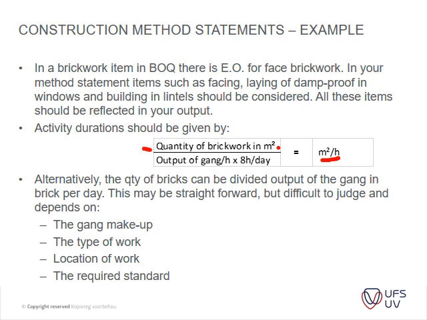Alternatively, the quantity of bricks can be divided out of the gang in bricks per day. This may be straightforward but difficult to judge and depends on the gang makeup, the type of work, location of work, the requirements, standards. So basically, in short, what they're saying is you can either calculate your output. Say, for instance, this gang can produce 1,000 bricks per day, or they can produce X amount of square meters per day. You guys understand that?